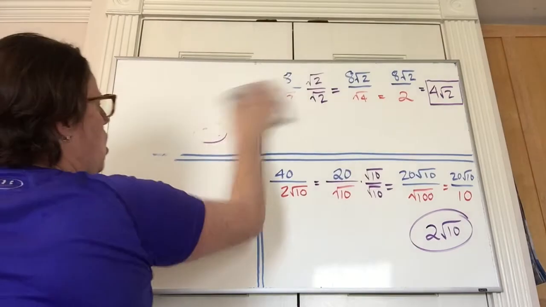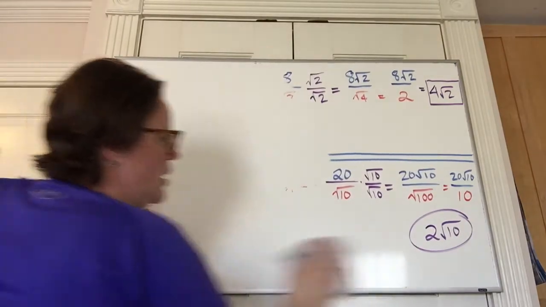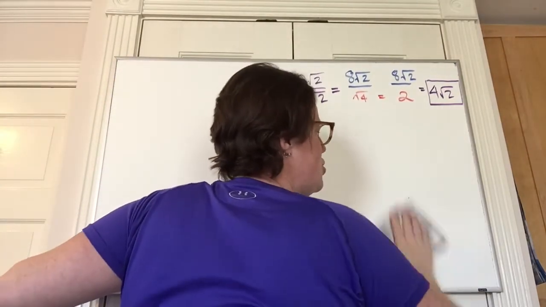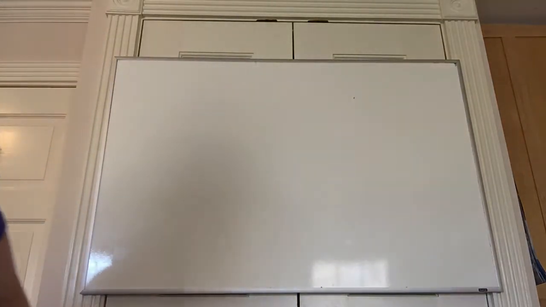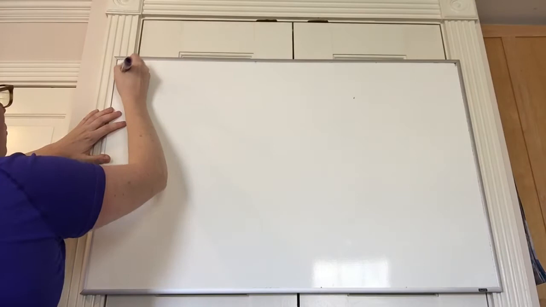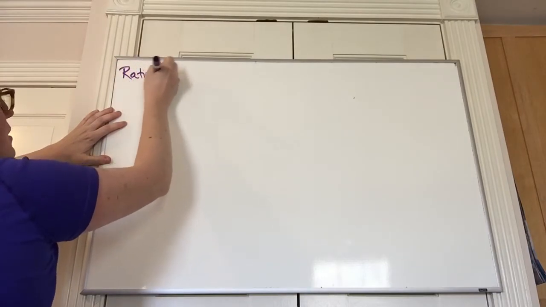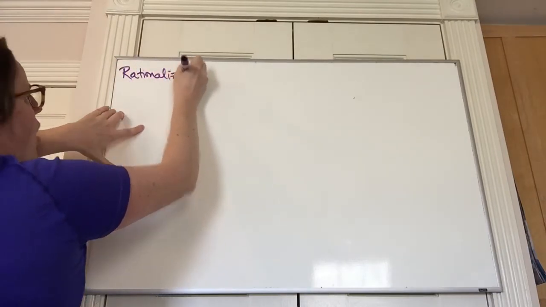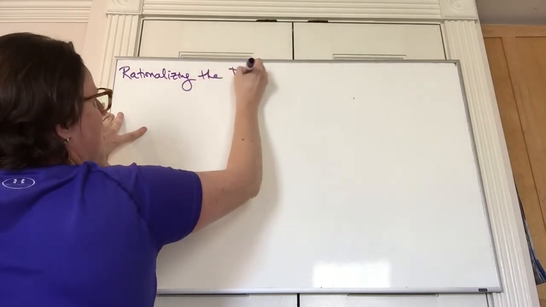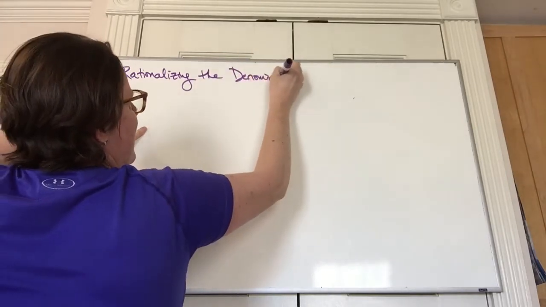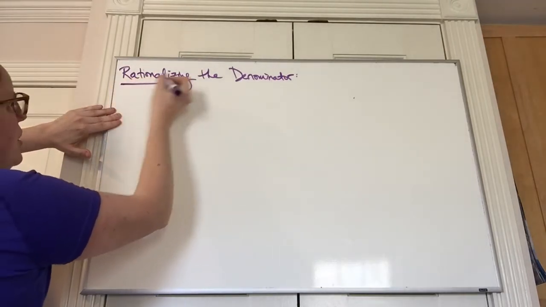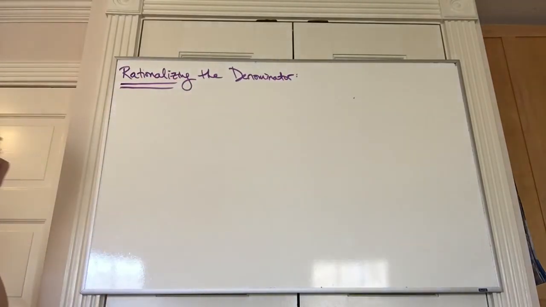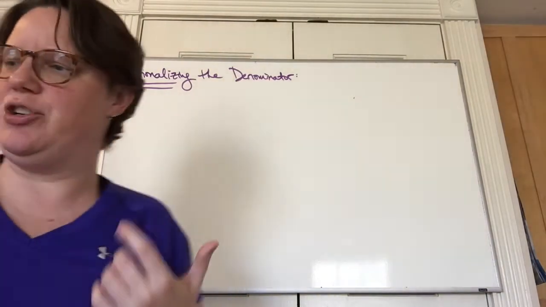Some people call what we are doing right now, when you divide by roots, rationalizing the denominator. So that's what some people call what we're doing right now. Rationalizing the denominator. And what that means is we are making the denominator a rational number. We're making the denominator into something nice so that hopefully we can actually divide.